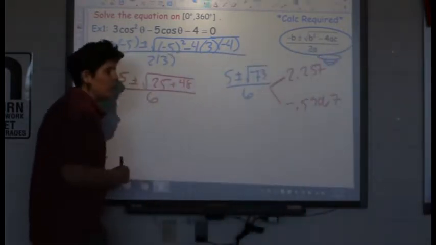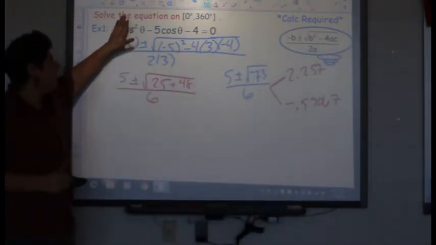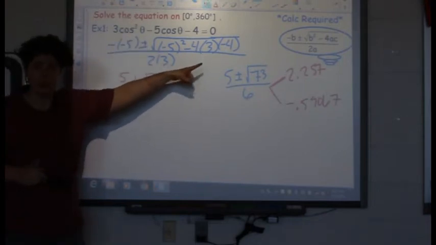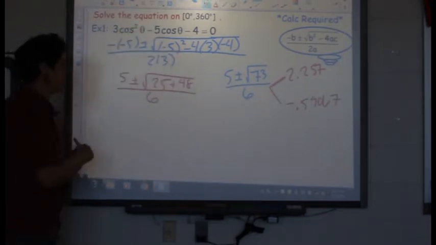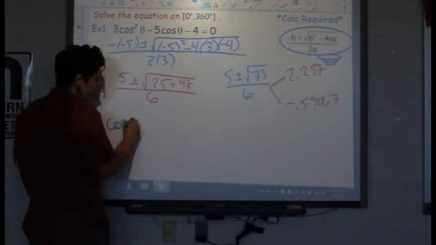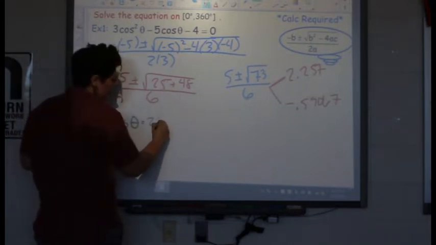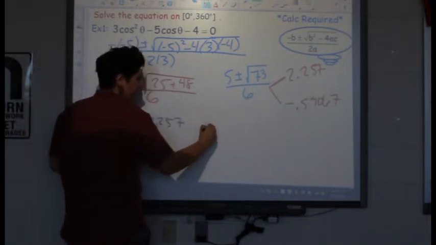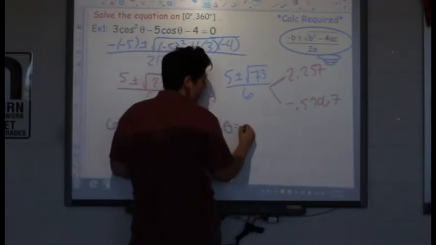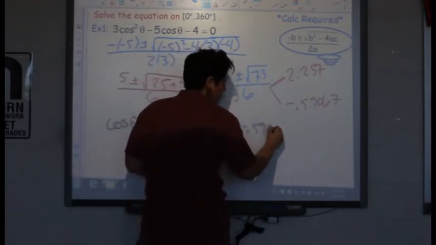As I touched on before, if this were algebra, I would have x's equal to those values. I don't have x's, I have cosine. So I know that cosine of theta is going to equal 2.257, and I know that cosine of theta is going to equal negative 0.59067.